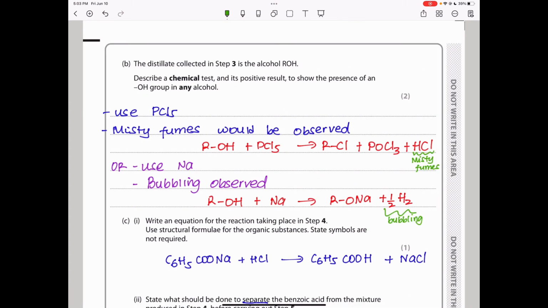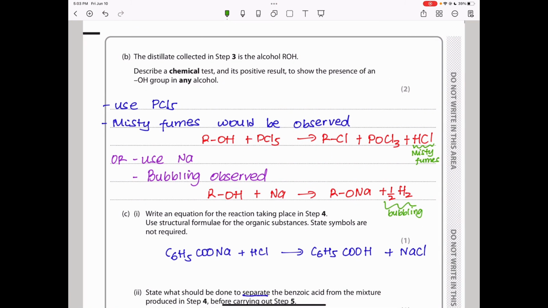Let's go to part B basically. They say the distillate collected in step 3 is the alcohol ROH.